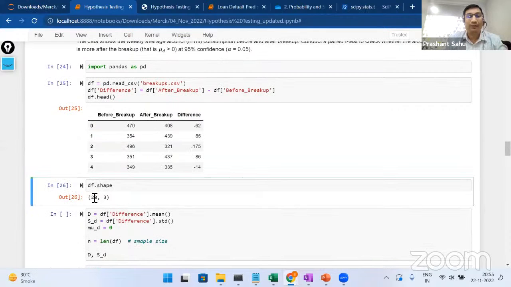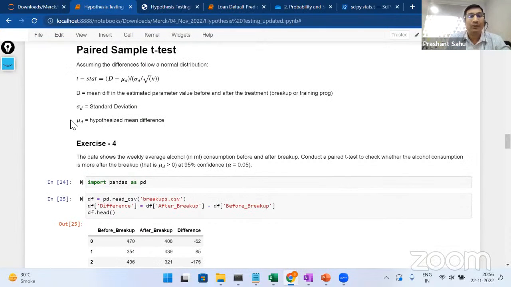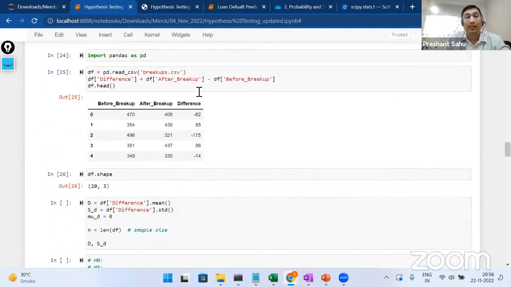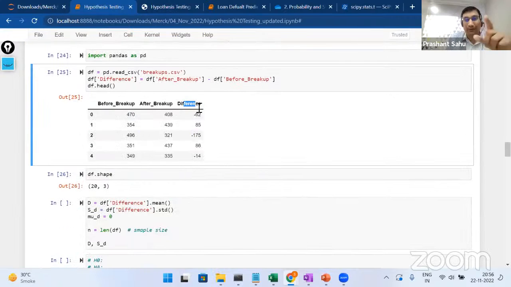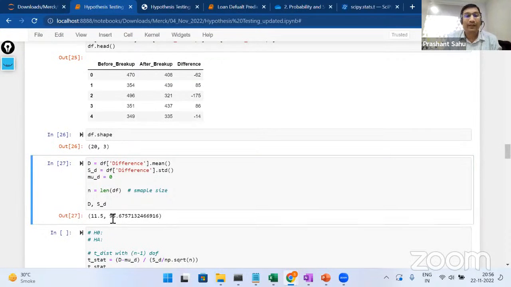How many data points do I have? 20 people. I just took a survey of 20 people. That is another reason I'm going to use the t-test in this case, because the sample size is not big. It's a small sample size. Now let's calculate the mean of the differences. What is capital D? It is the mean of the third column, the difference column, so the average difference. And what is the standard deviation of the differences? The standard deviation of the differences is roughly 96 milliliters, and the average difference is 11.5.